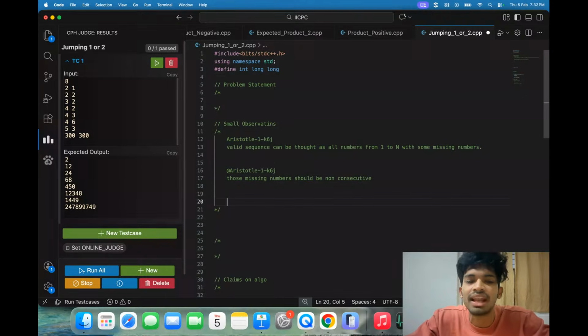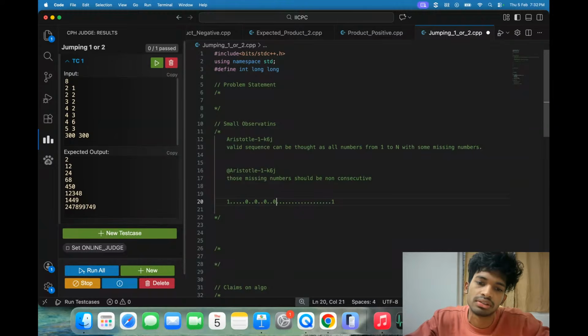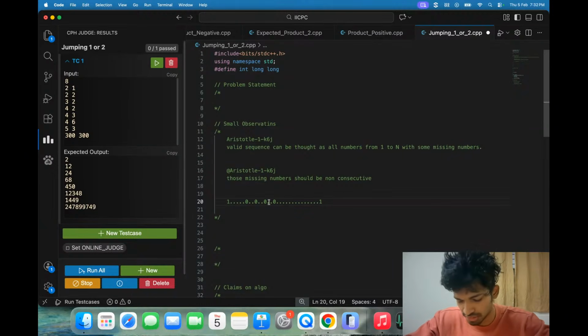I have seen it like some 1111 gap, 1111 gap, and so on. But yeah, the starting value must be taken. The last value must be taken. You can miss a few things in between, but then you cannot miss consecutive things. And now, if you think about it, this is a maximization problem, I guess.